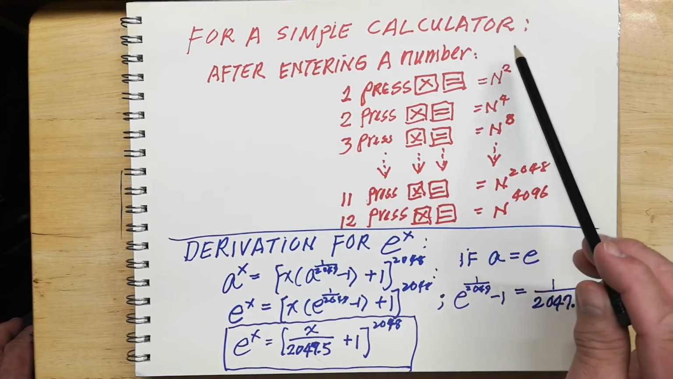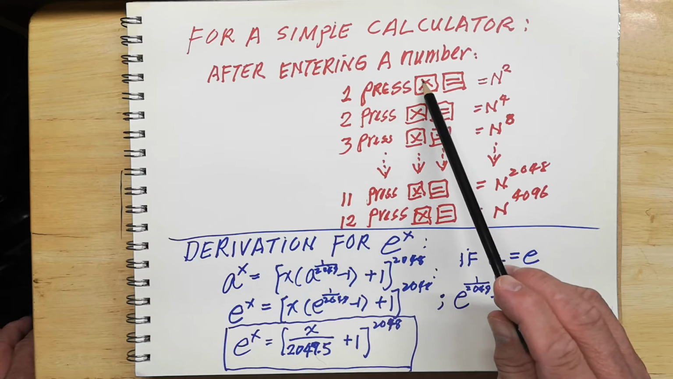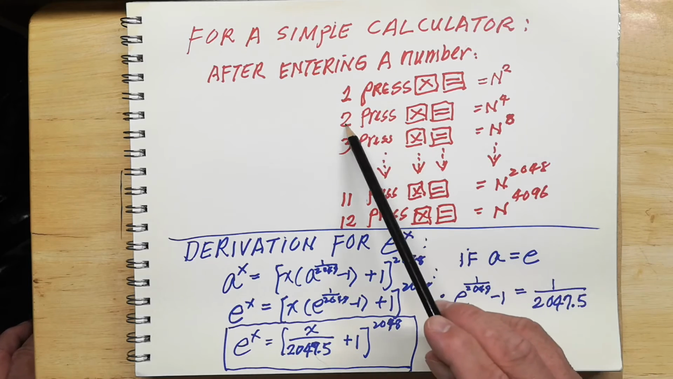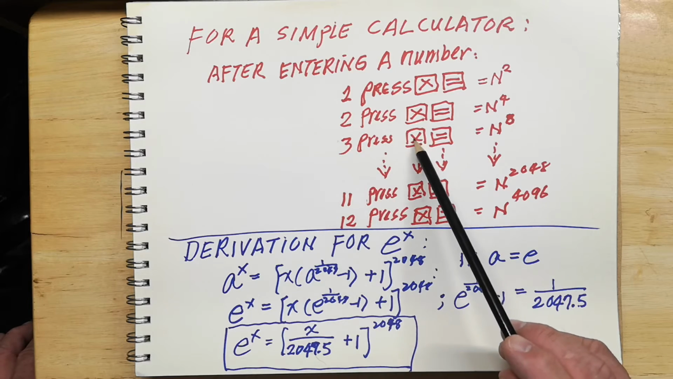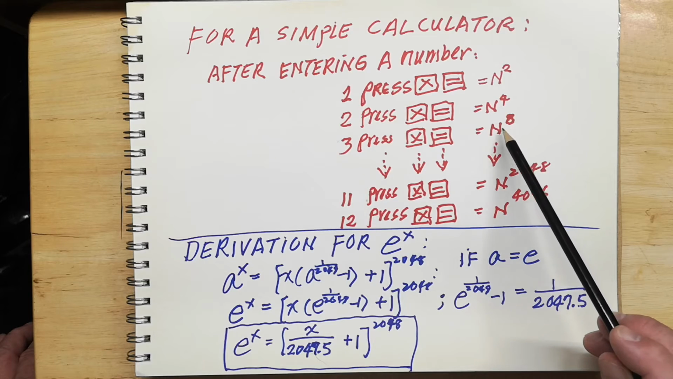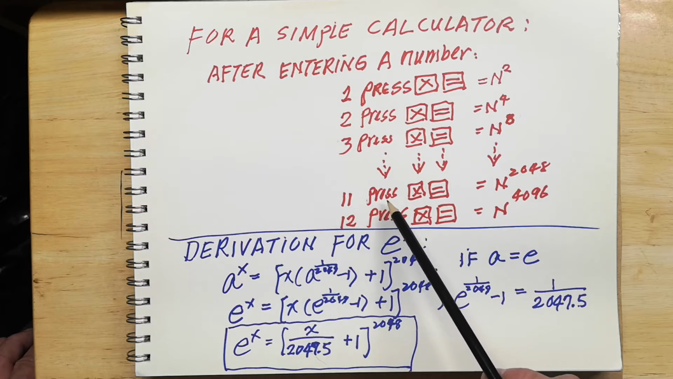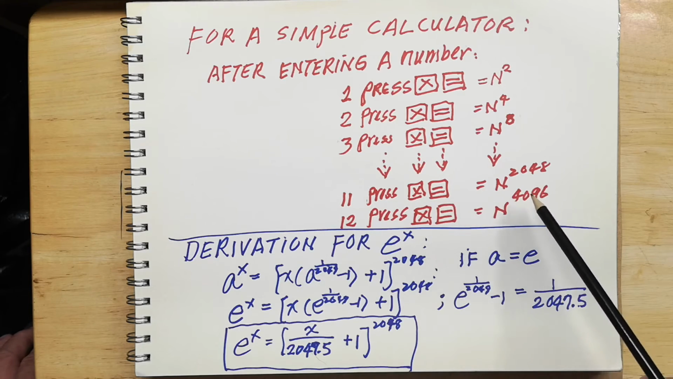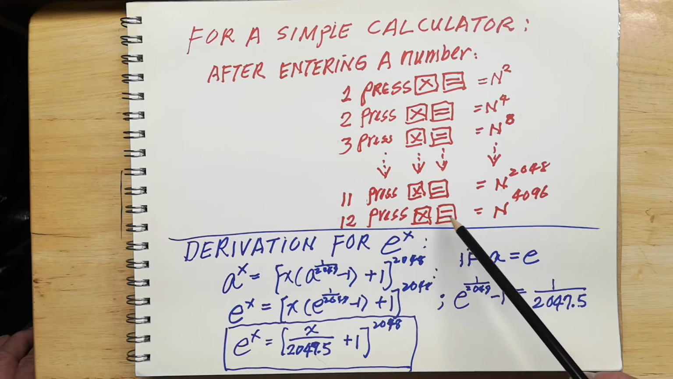For a simple calculator, after entering a number, the one press of x and equal sign will raise the number to n squared. The second press of x and equal sign will raise it to n to the fourth. The third press of x and equal sign equals n raised to the 8, and so forth. So by pressing 11 times the multiply key and the equal key, it's equivalent to raising that number to 2048. If you press 12 times the times and equal, then you're raising that number to 4096.